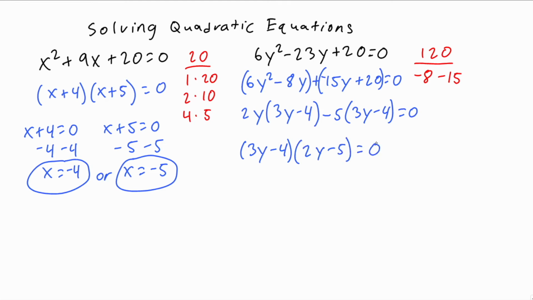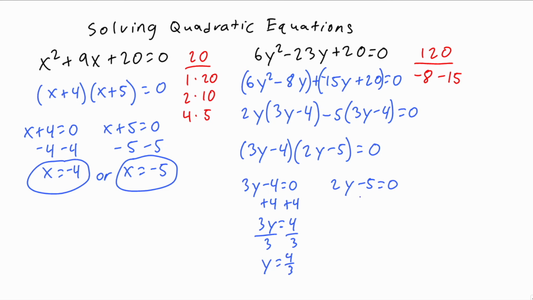And now we're at the zero product property. So 3y minus 4 equals 0, and 2y minus 5 equals 0. Add 4 to both sides. Gives you 3y equals 4. Divide by 3. Y equals 4/3. That turns into a repeating decimal. I definitely don't want any rounded numbers, so I would prefer you just leave it like that.